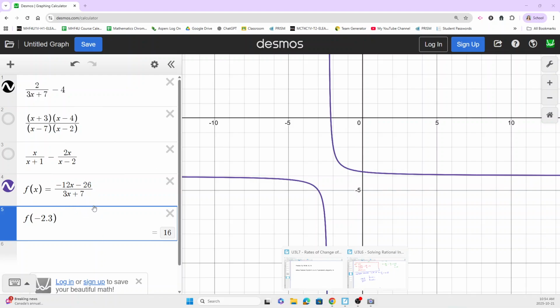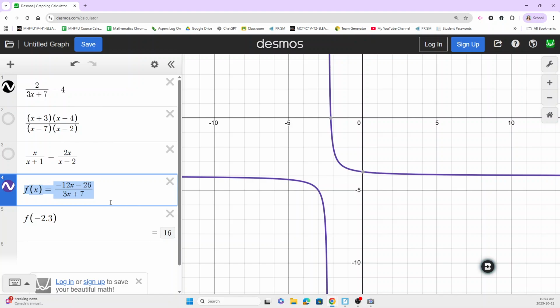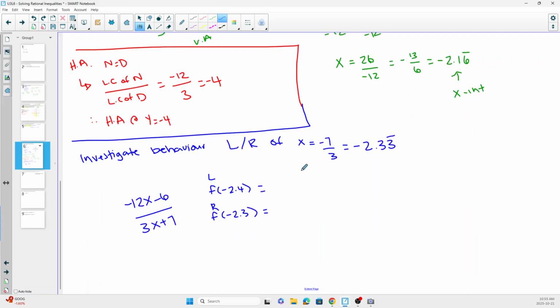Anyway, what I was saying was if I put this function into Desmos, if I don't want to use my calculator to sub in some of these values, I can sub in to the left of that vertical asymptote and I get a negative function value, and I can sub in to the right and I get a positive function value. So when I go back over here to the left, I had a negative function value, and to the right I had a positive function value.